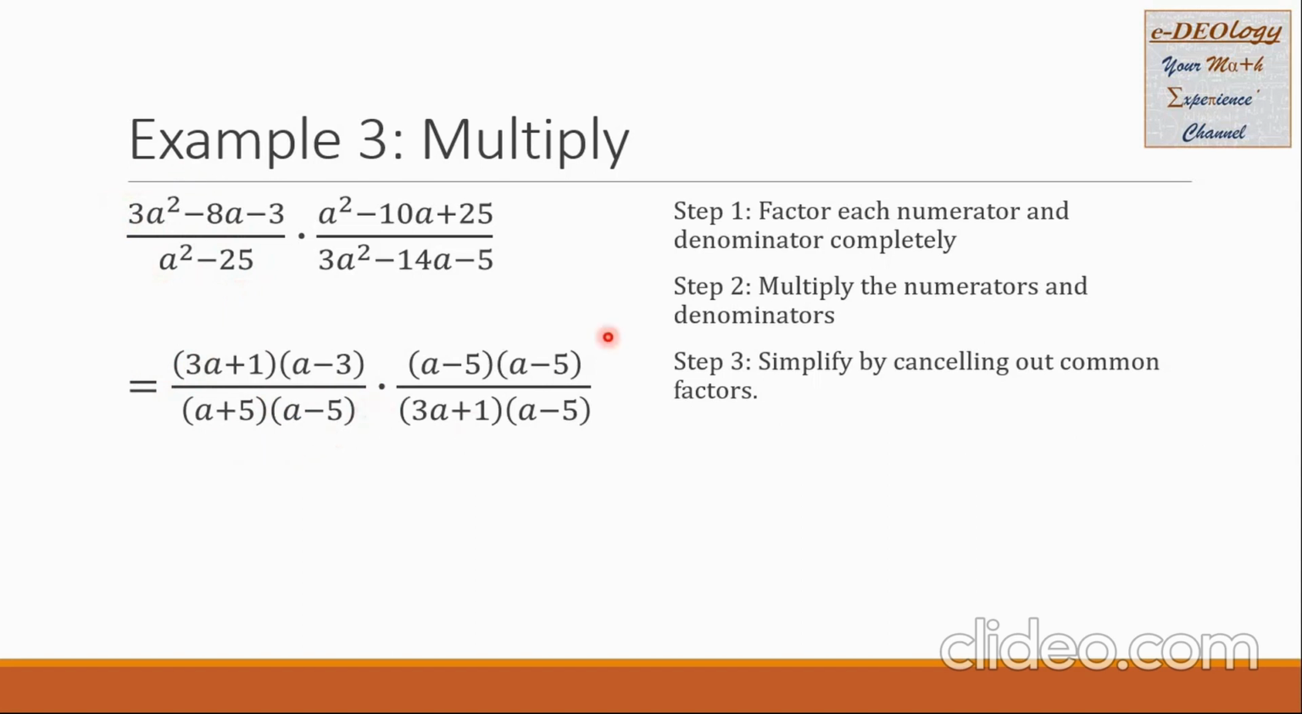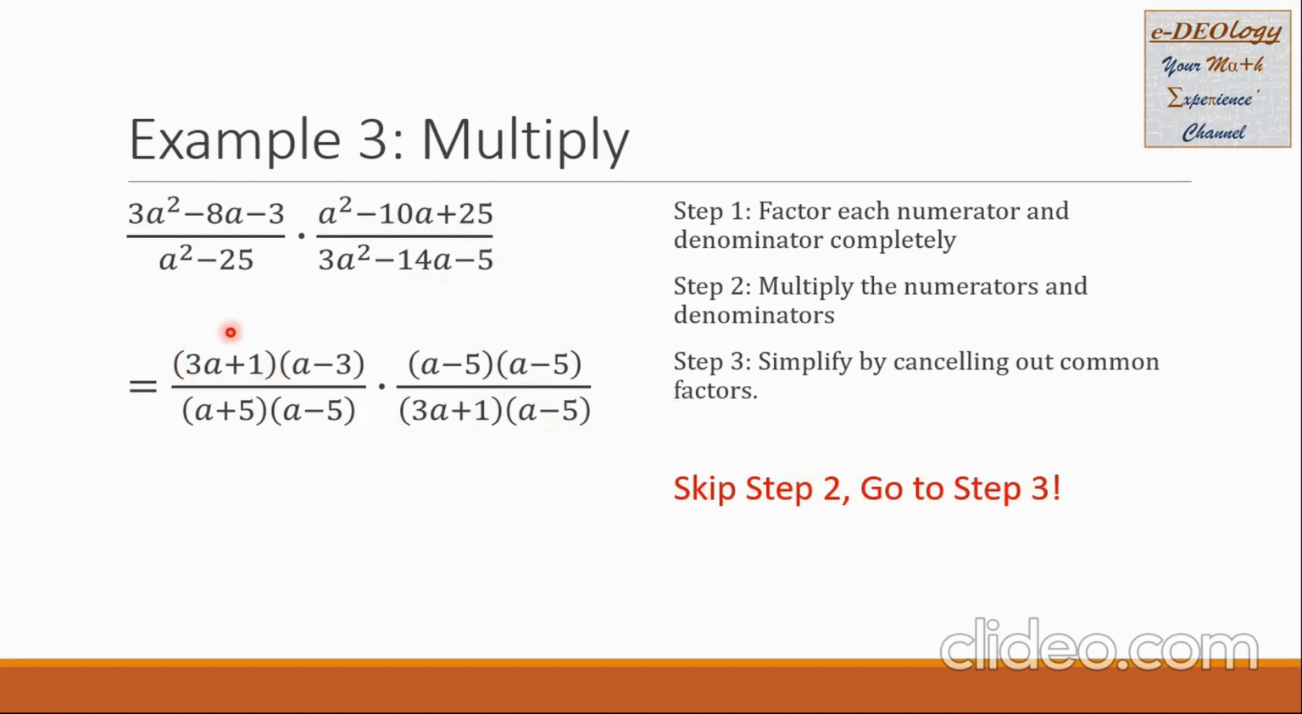And then times the second rational expression, the a squared plus 10a plus 25 is now factored into a plus 5 times a plus 5. The denominator 3a squared minus 14a minus 5, the factors are 3a plus 1 and a minus 5. Also, we can skip step 2. We can go directly to step 3, and that is to simplify by cancelling out common factors.